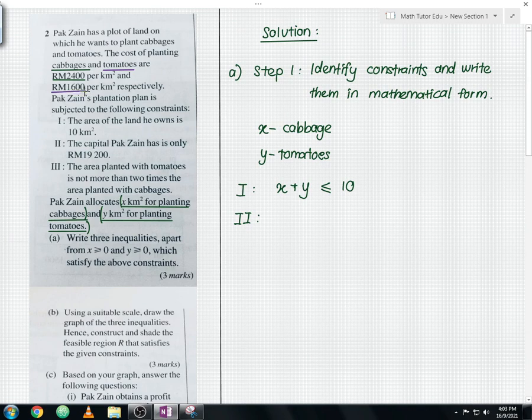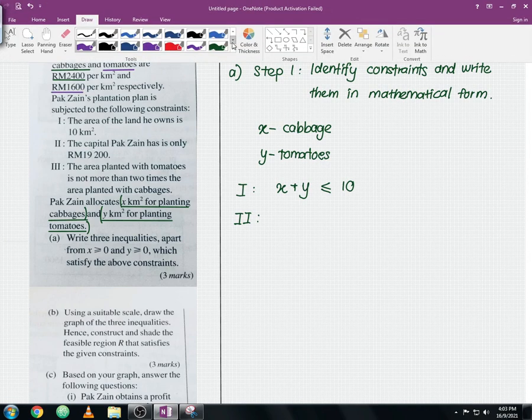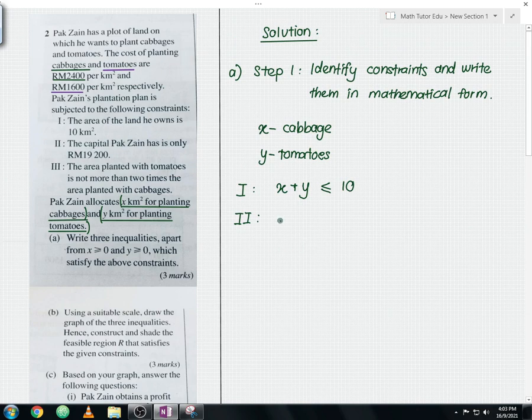Okay, so all right, this is important information. The cost we know already. The total capital allocated for Pak Zain is only 19,200. So from here, 2,400x plus 1,600y should be within or equal to 19,200. So from here we can simplify this equation.